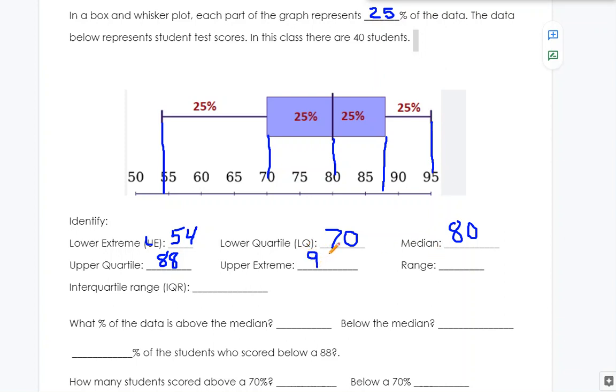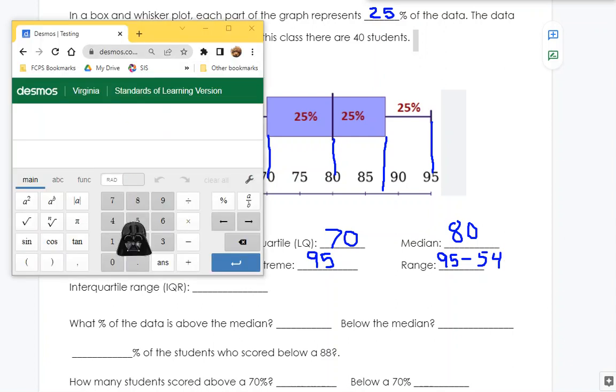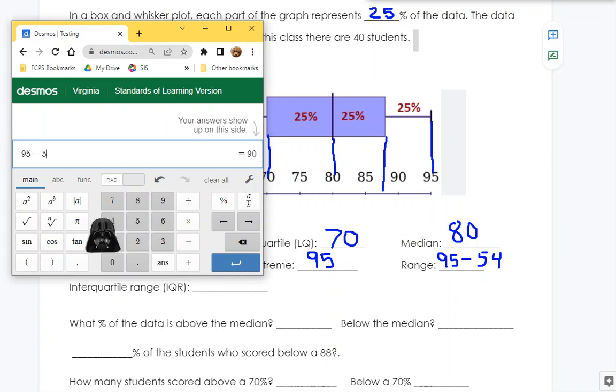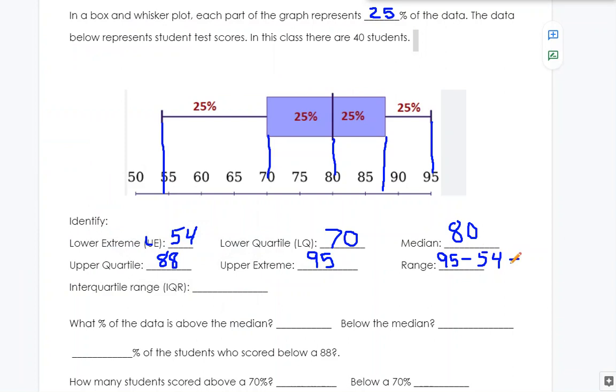All right, so range. If I'm going to find the range of my box and whisker plot, I take my largest number, my 95, and I subtract it by my smallest number, which was 54. So what's 95 minus 54, you might ask? Well, luckily we can use Desmos, and I can do 95 minus 54, and that gives me 41. So the range of my data here is 41. So that's my entire range.